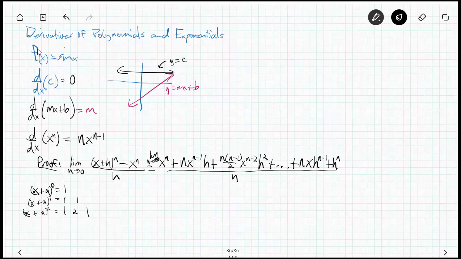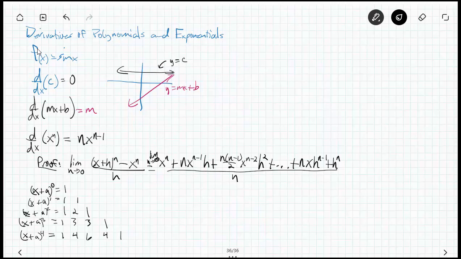Remember, by Pascal's triangle. Hopefully you've seen this before. If you haven't, it's a wonderful tool. If I do x plus a cubed, I get a 1, 3, 3, 1. The sum of these two numbers produces this, the sum of these two produces this, etc. If I do x plus a to the 4th, I would get a 1, 4, 6, 4, 1. This one drops straight down. 1 plus 3 is 4, 3 plus 3 is 6, 3 plus 1 is 4, and then I get that 1 coefficient at the end.